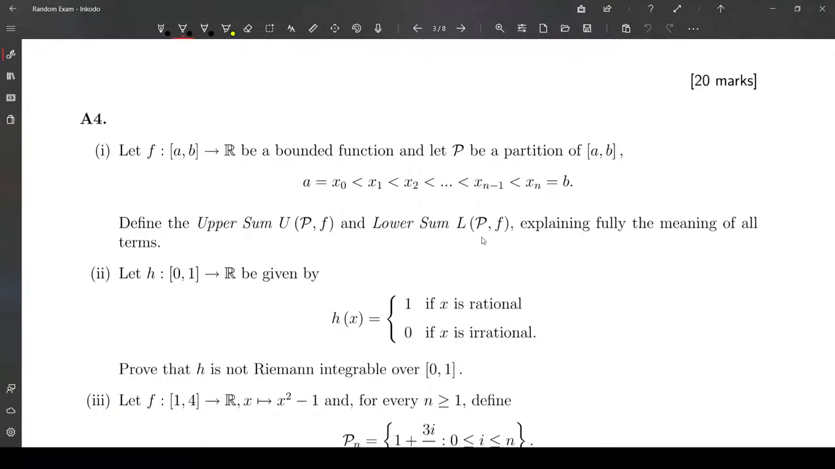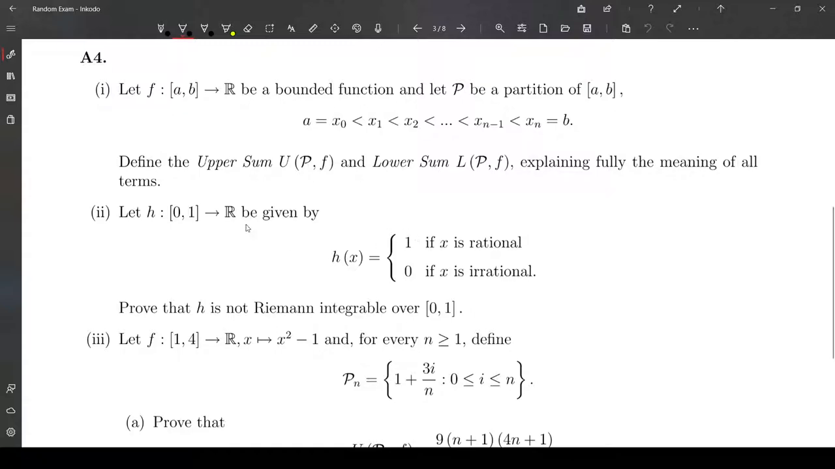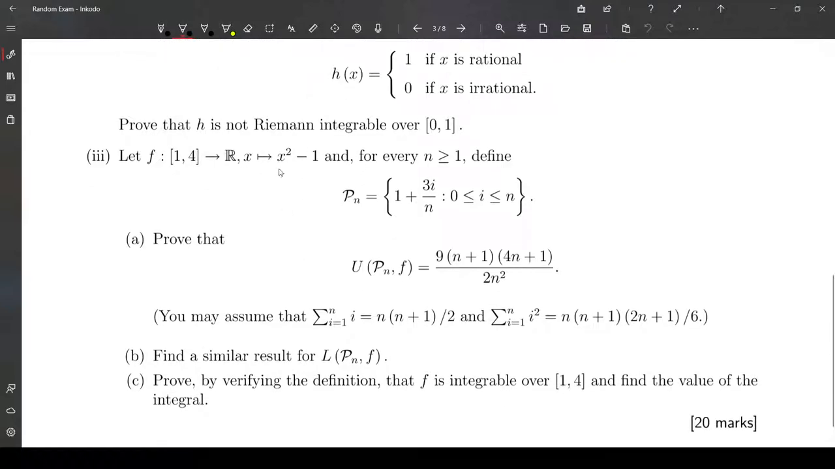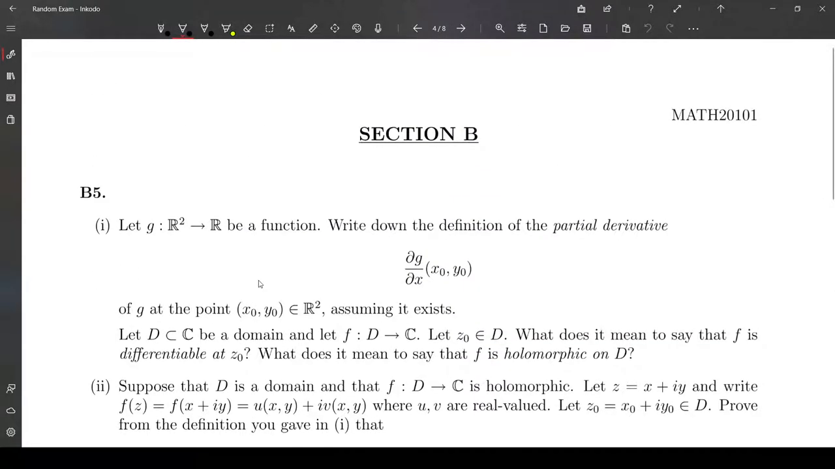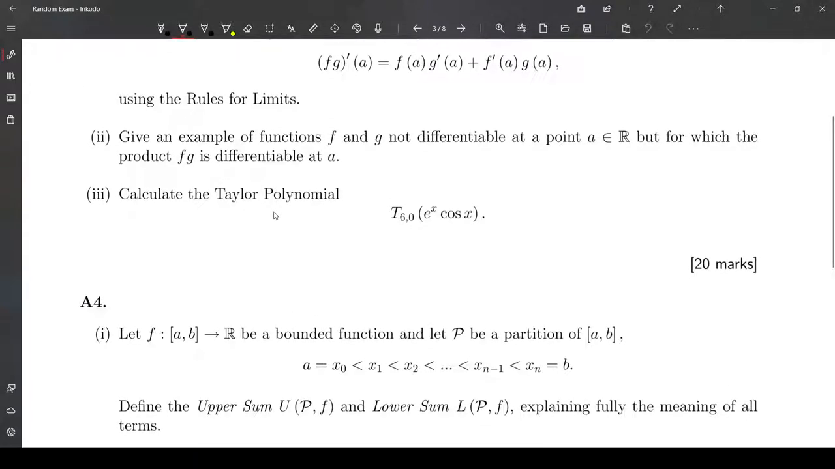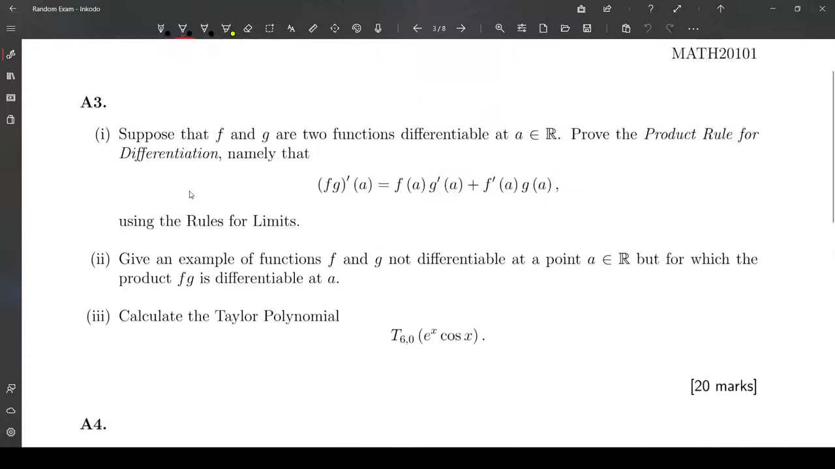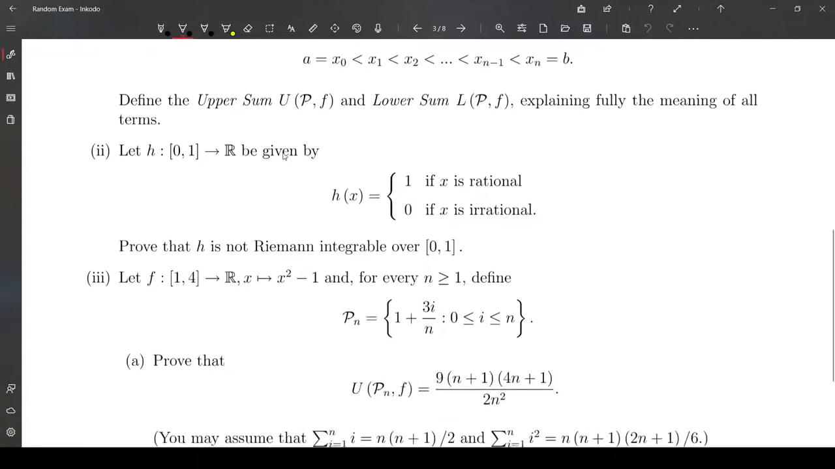Define the upper sum and lower sum. I can do that. There's a bounded function. Prove this is not Riemann integrable. I believe I can do that. Oh my good lord. Okay, I think I can do that. Okay, so that's. Oh, so there's only four per section. Okay, so I think I can do A2 through A4.